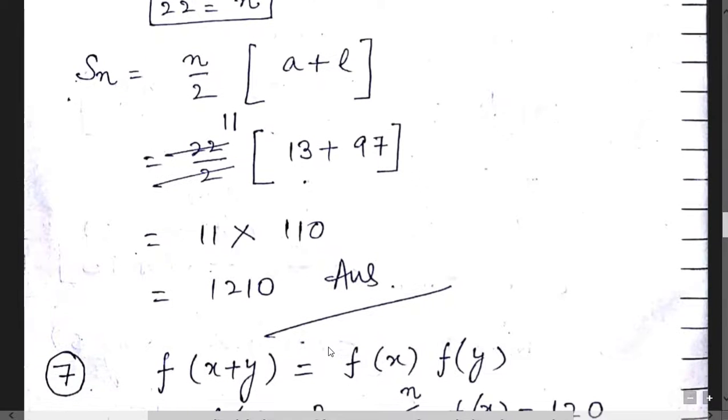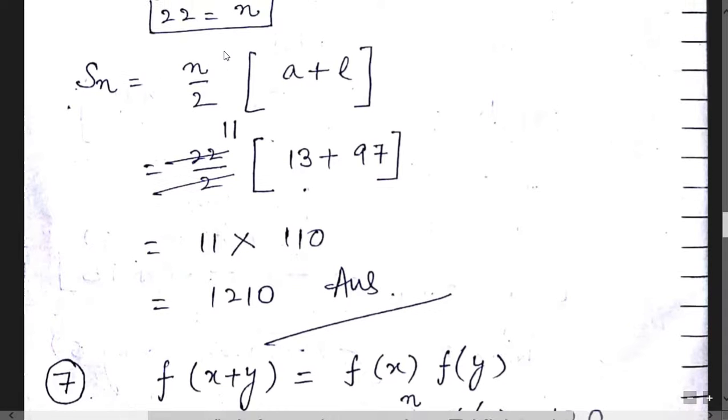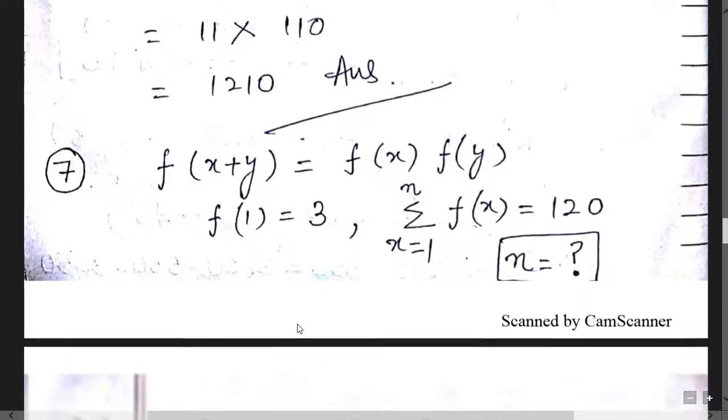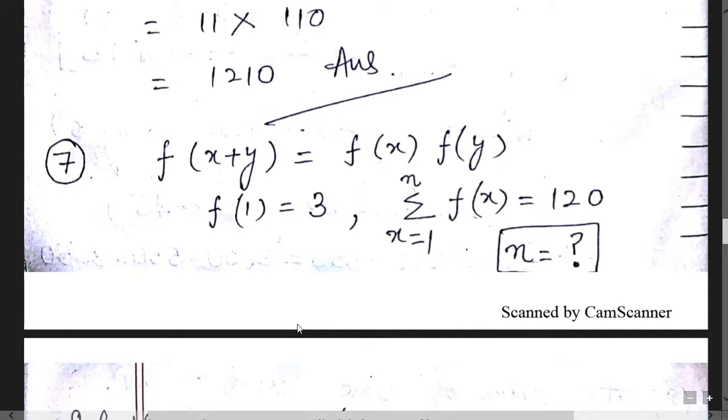Now what about Sn? You can apply the formula n by 2 into A plus L because the last term is known to you. Value of A is 13 and value of L is 97. It's 110. And outside the bracket it's 22 divided by 2 because the value of n is 22 as calculated above. 22 divided by 2 is 11. Now 11 into 110 is 1210. 1210 is the answer. This is an important question as far as your final examination is concerned.